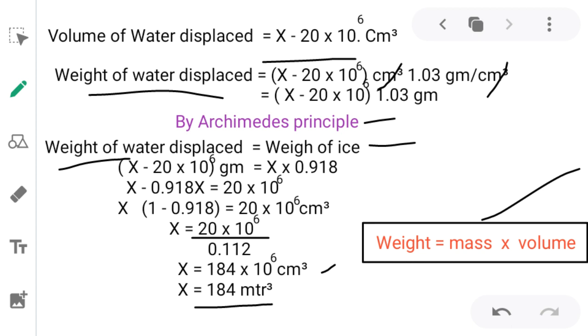In this way we can find the volume of ice, or the specific gravity of ice, or the specific gravity of seawater. Like that we can solve any of the questions asked. In the next video I am going to show you how to find the volume or density of a wood floating on the water.